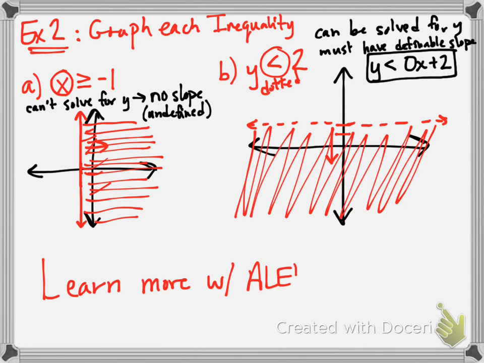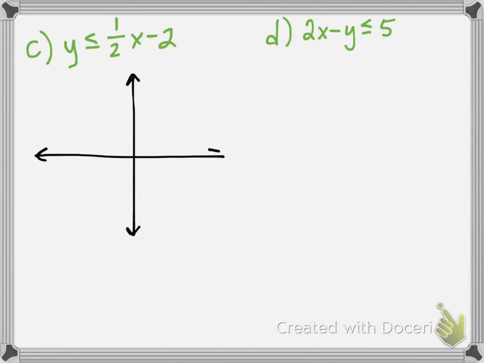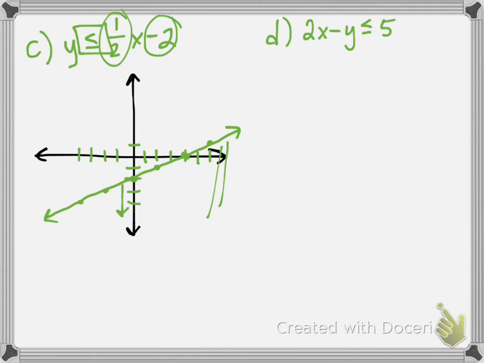So you can learn more on Alex, but I do want to show you one more example. So if you get this, you can stop the notes. If you want to see one more example, or actually 2 more, so part C and part D, here's how to do these. I'm going to talk about them a little bit less, but notice that I circled the slope and the y-intercept. I started at the y-intercept of -2, and I went up 1/2 to graph that. And then it's a solid line because it said less than or equal to.